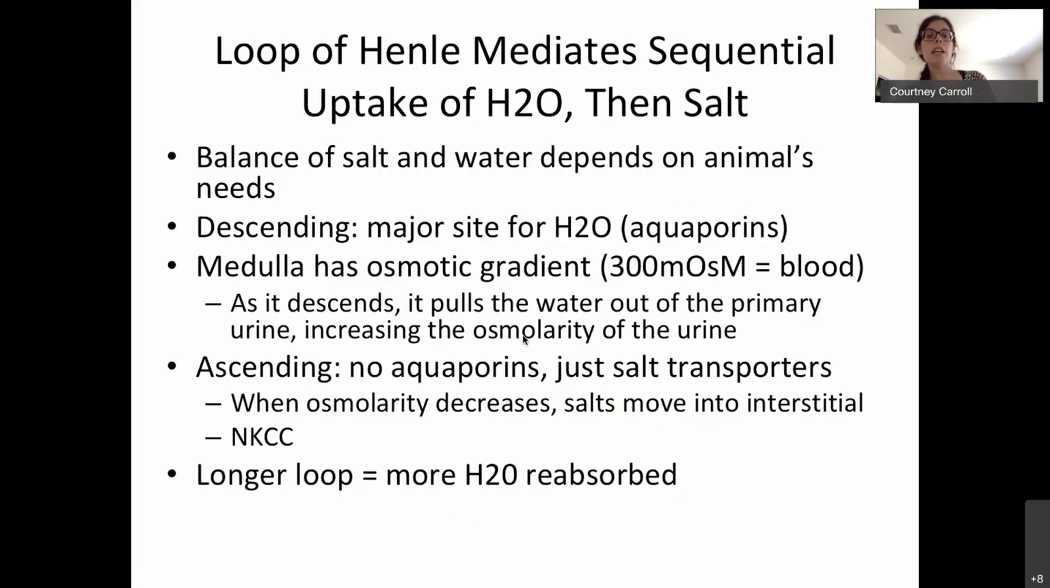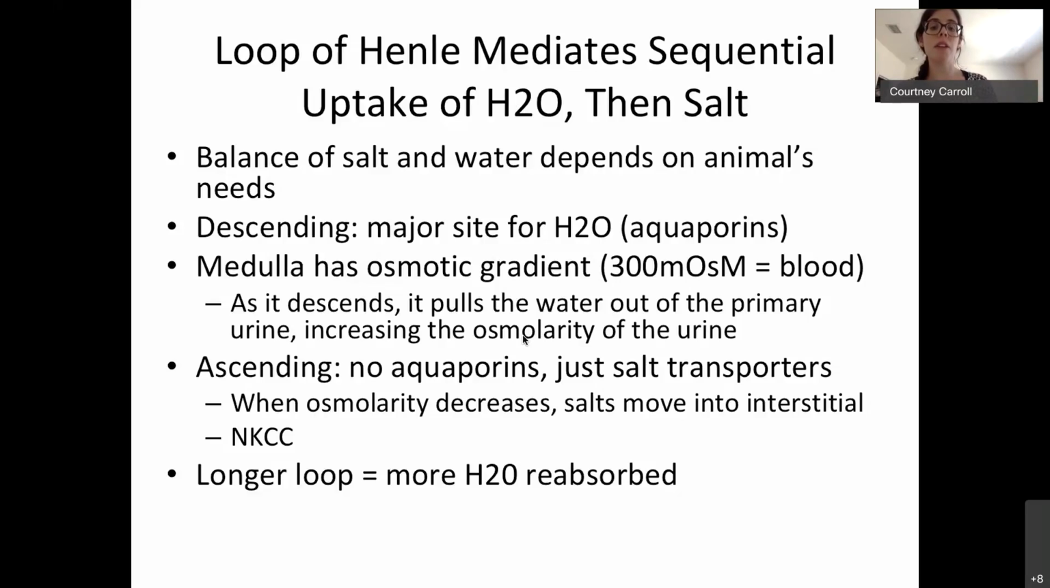Okay. We're going to start the loop of Henle today as our last little section here. Loop of Henle mediates sequential uptake of water first and then salt. Water first and then salt. And the balance depends on what your body needs. So depending on your hydration levels, your exercise, all of that will determine how much water and salt is taken up. The descending limb is the major site of water transport because this is where our aquaporins are. So aquaporins are in the descending limb, and that's going to allow water to move.